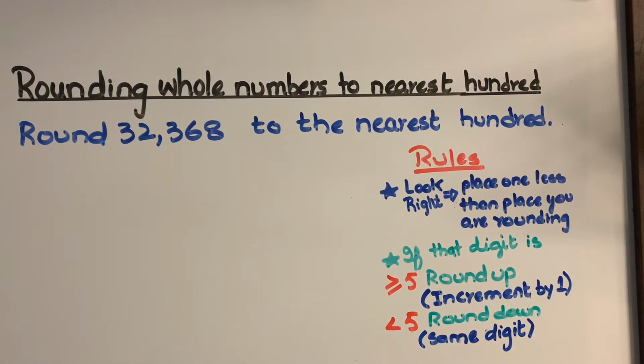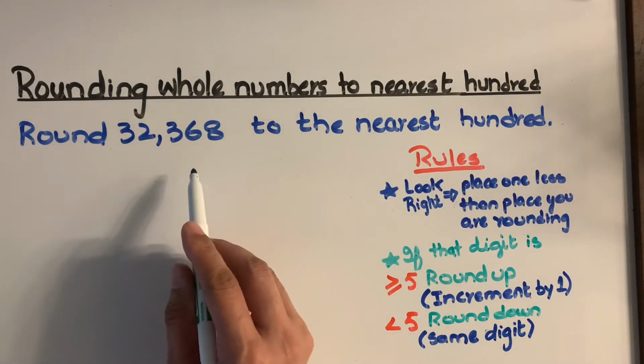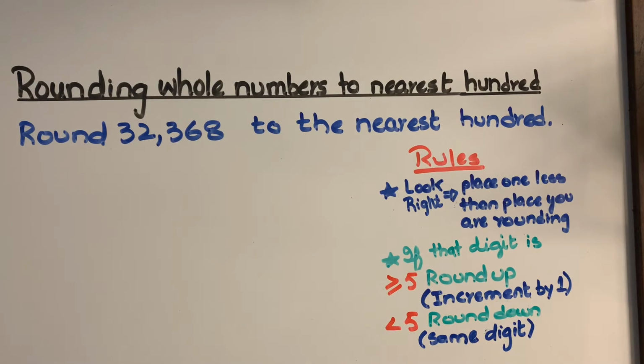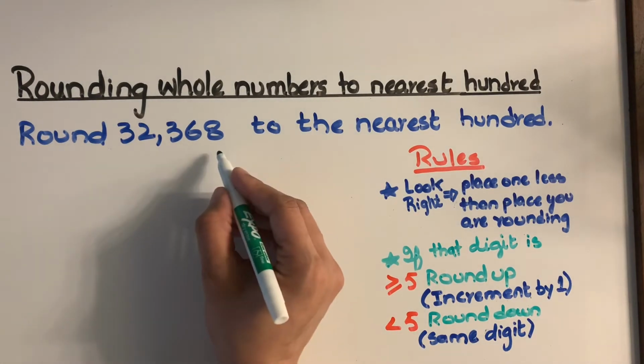Round 32,368 to the nearest hundred. We want to round this number to the nearest hundred. Before getting to this question, let's write the place value of each digit. We'll start from right.